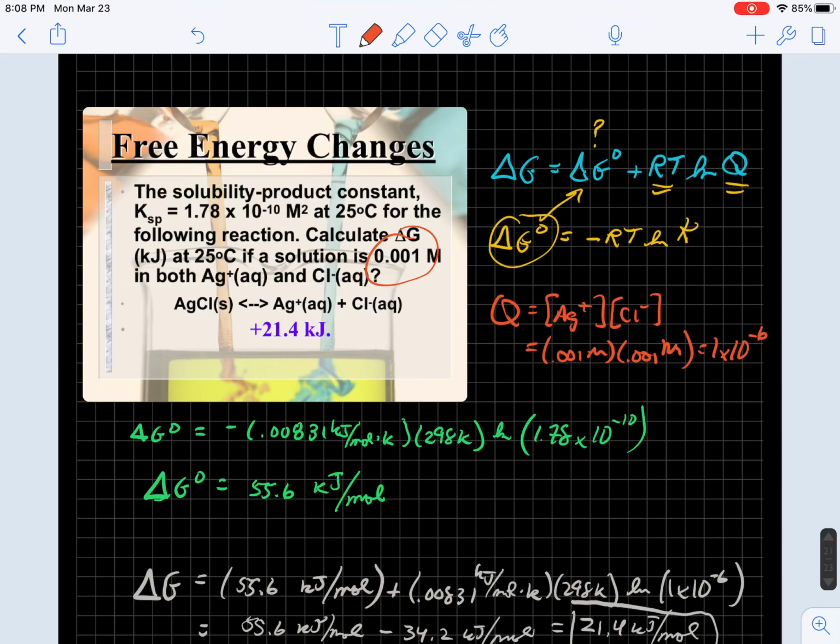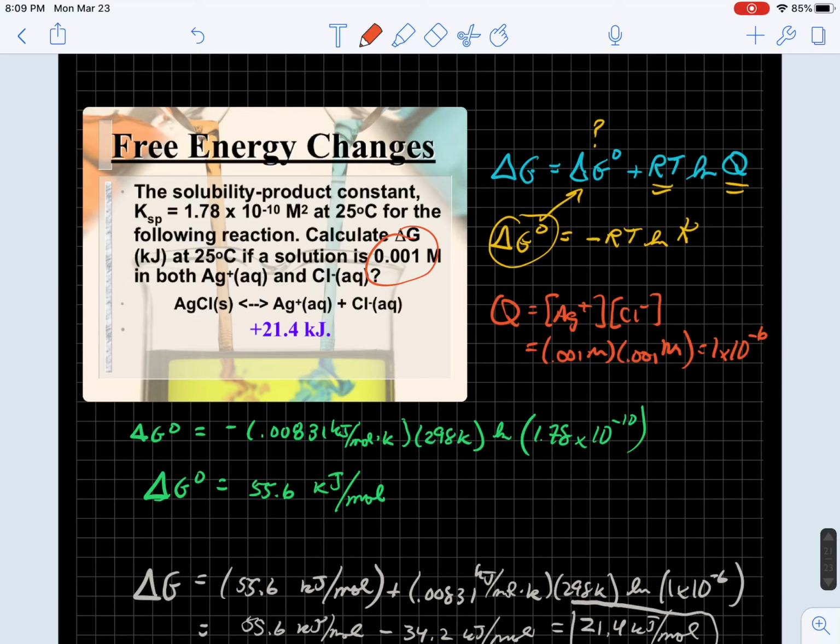I went ahead and set up Q. KSP for silver chloride is silver times chloride. And they give you the little dissociation equation there. So we can just do silver ions times chloride ions. And I substituted in the values they gave me. Now, I don't think they meant for it to be 1 sig fig, but I wrote 1 times 10 to the minus 6 anyway for Q.